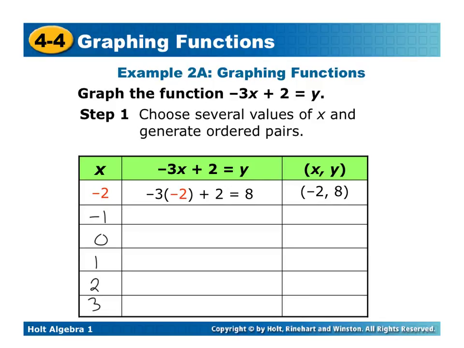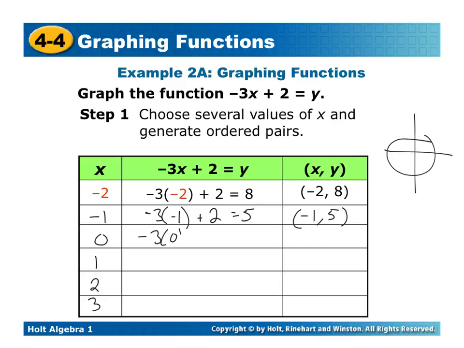Plus if you think about a coordinate plane, normally we're working in that inside piece anyway, so you want to be around the 0. So here we have negative 3 times negative 1, which would be 3, plus 2 would equal 5. So our ordered pair would be negative 1, 5. And we have negative 3 times 0 plus 2 would be a value of 2. And we have negative 3 times 1, which would be negative 3, plus 2 would be negative 1.